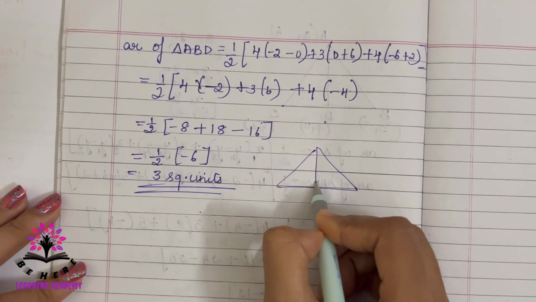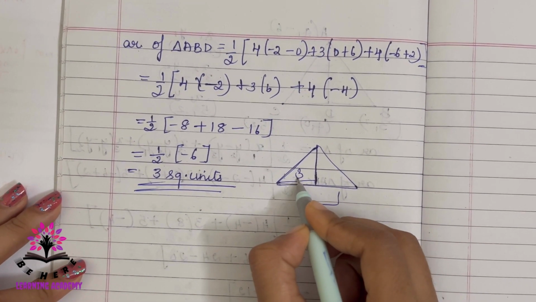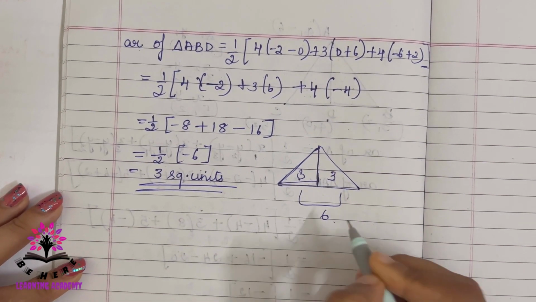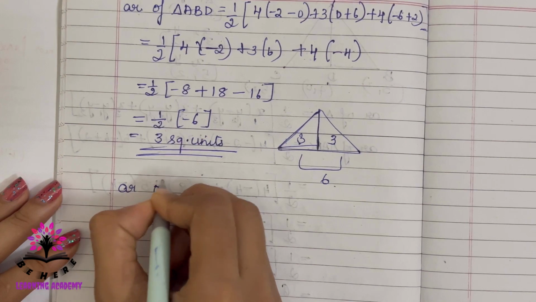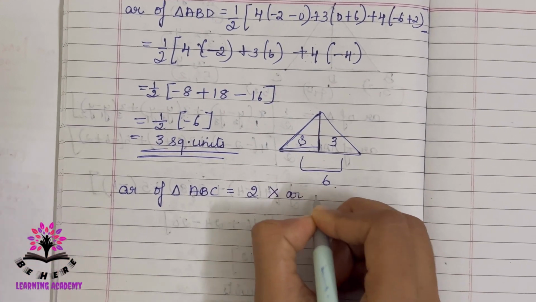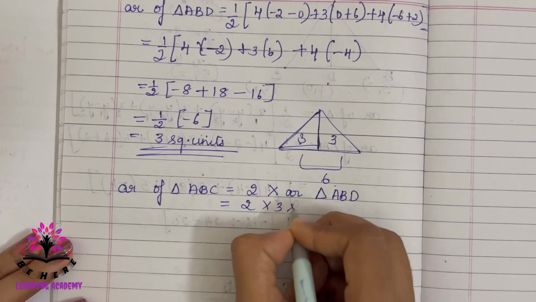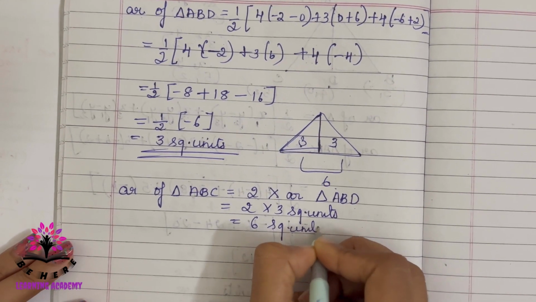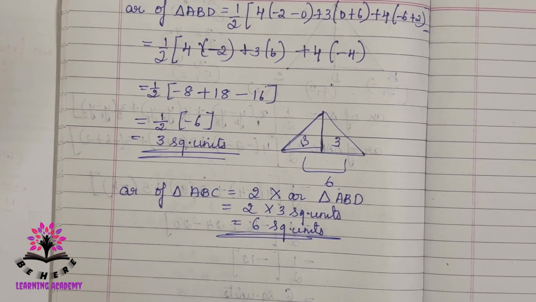Now you know that one side of the triangle, this is 3 and total is 6. If this is 3, that means even this will be equal to 3. So that 3 square units plus 3 square units, total it will be 6 square units. You need to write it in the sentence form here. So area of triangle ABC is equal to 2 into area of triangle ABD. 2 into 3 square units, that is equal to 6 square units. Median of the triangle divides the triangle into two equal areas. Let us move on to the next sub question.